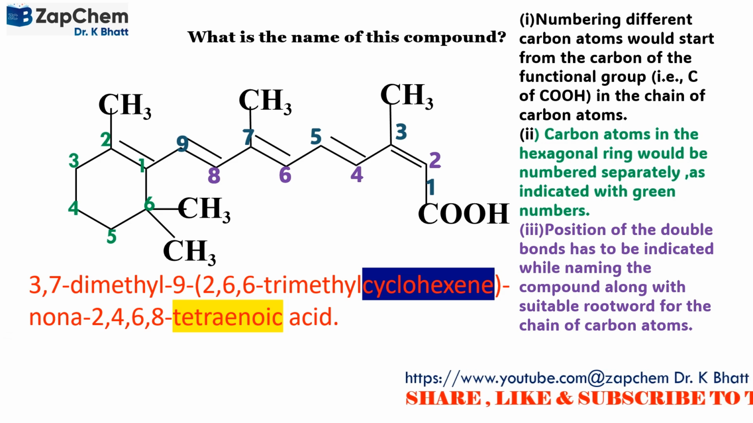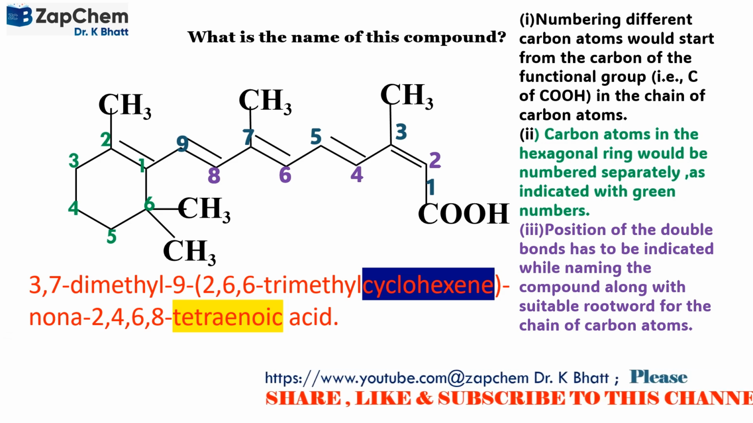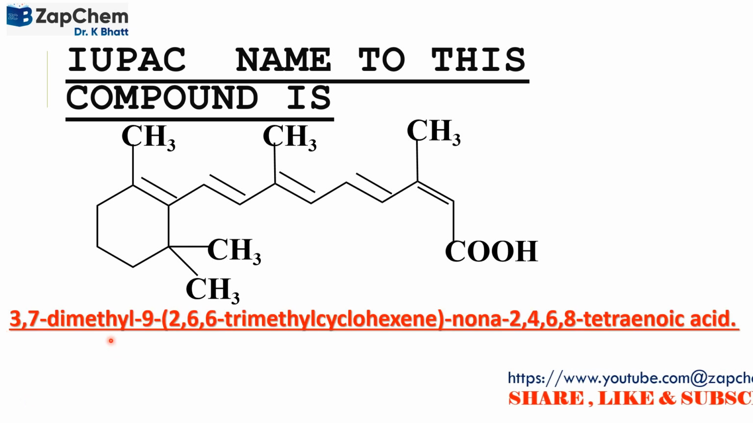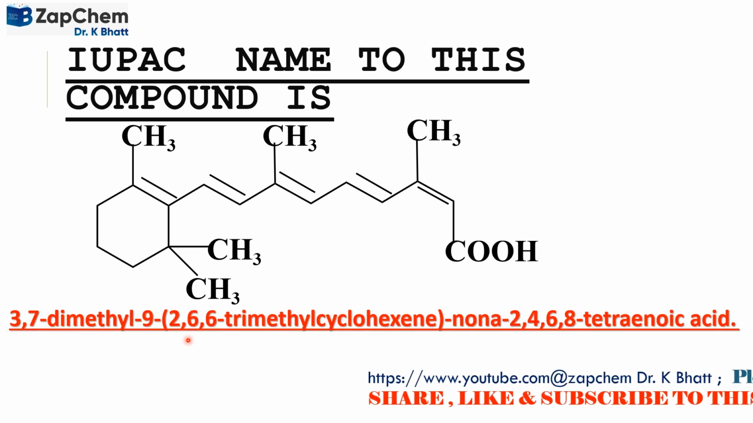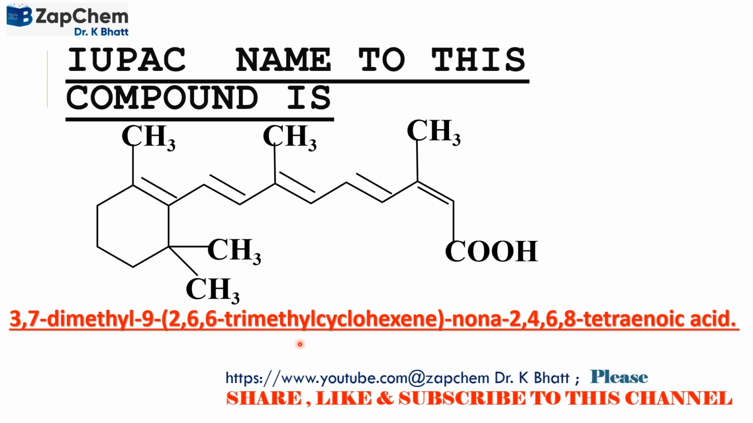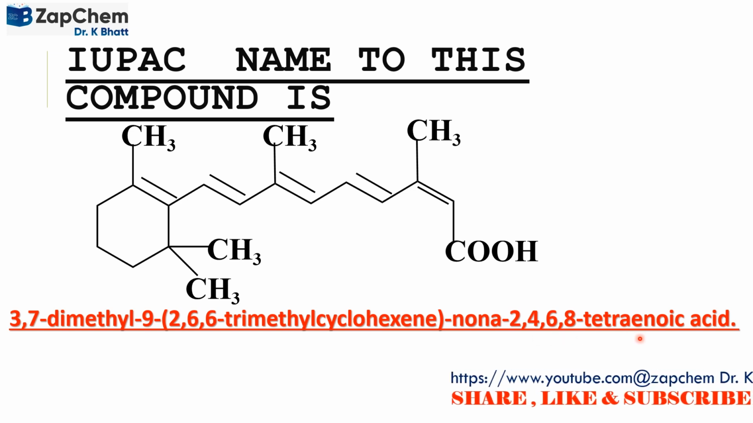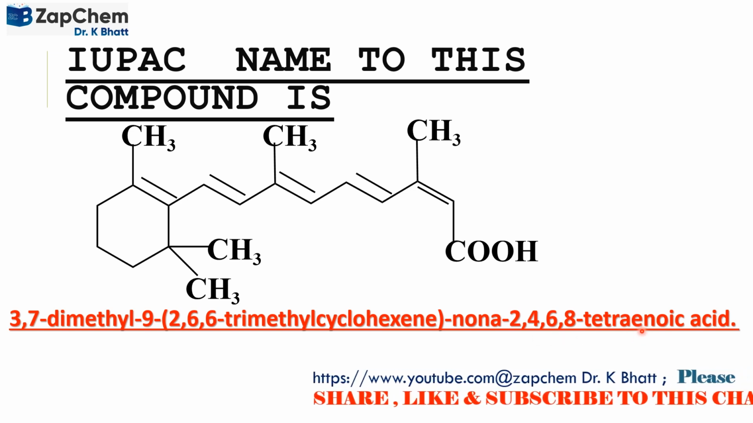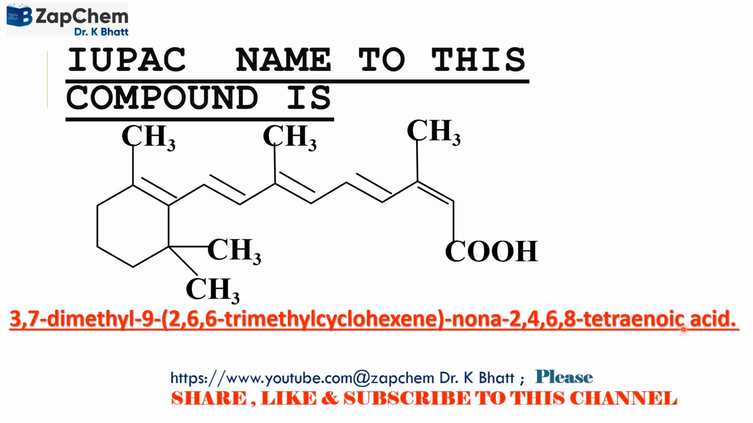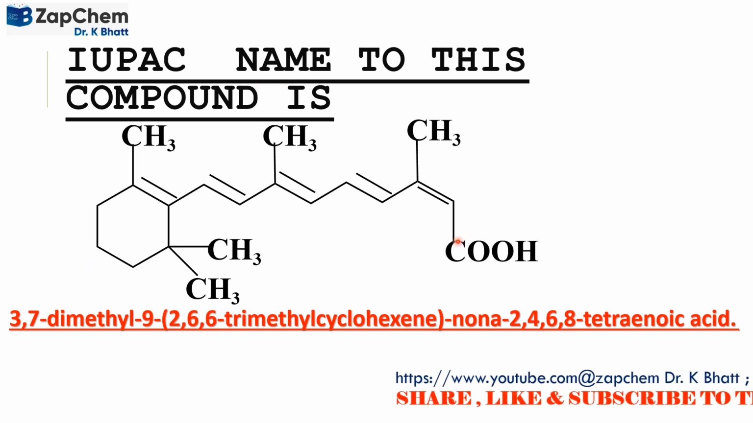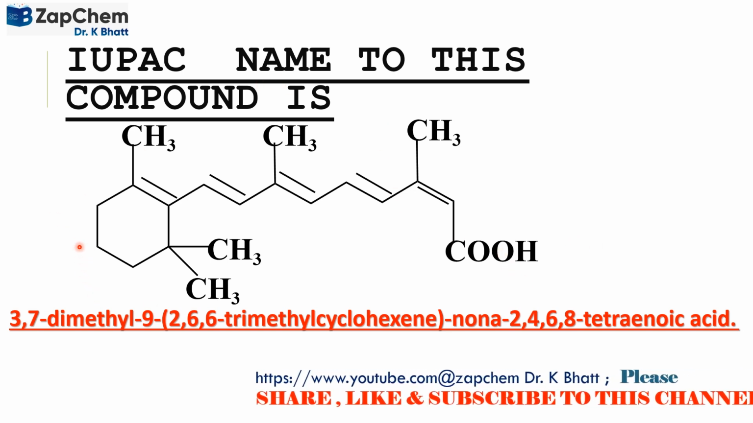So the final name of this structure comes out to be 3,7-dimethyl-9-(2,6,6-trimethylcyclohexenyl)nona-2,4,6,8-tetraenoic acid. Mark this E. That's there. Okay. This way we make out the IUPAC name of a structure given like this.